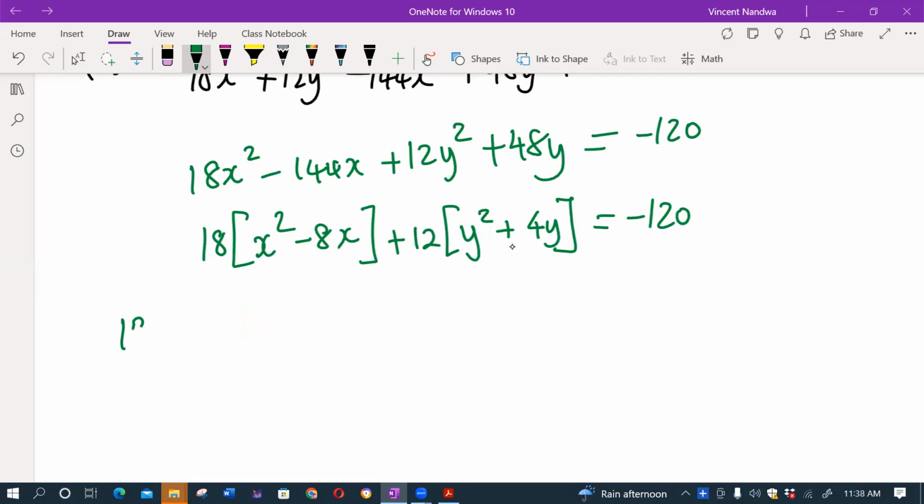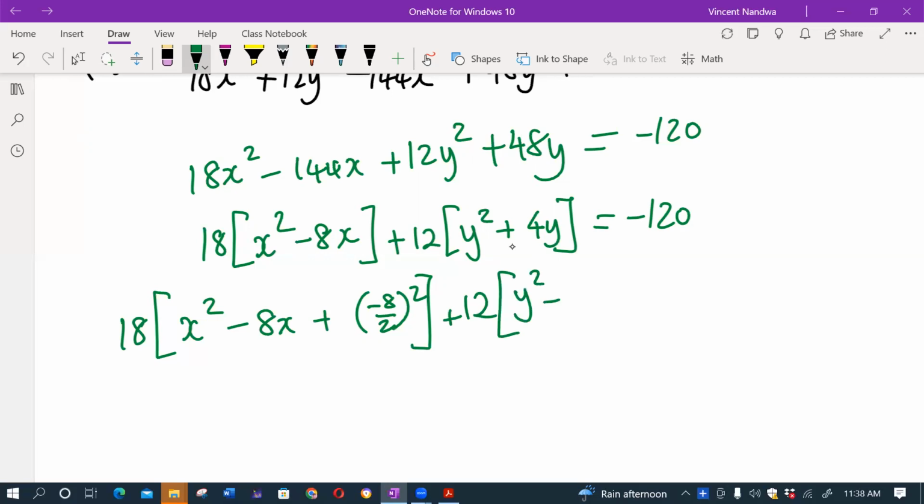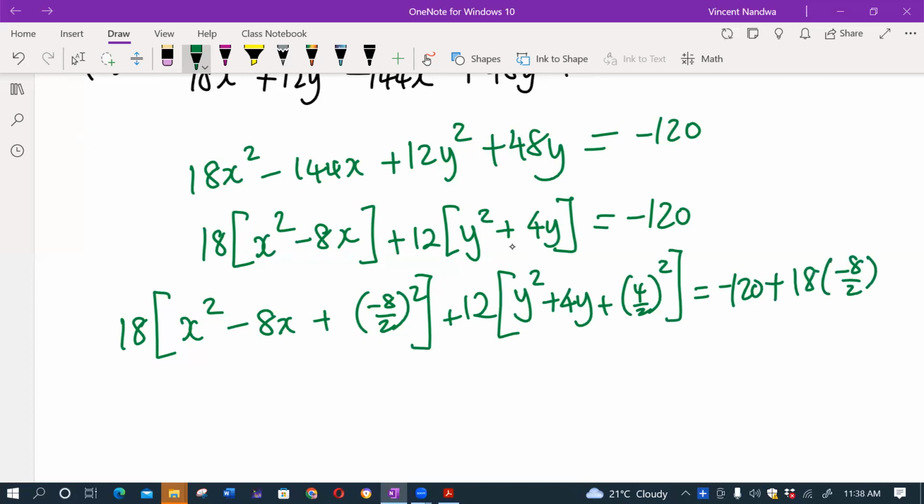Complete for x, so we'll have 18 into (x squared minus 8x plus (minus 8 over 2) squared). I'll have to add 18 times this on the other side so that I don't change the values in the given equation. 12 into (y squared plus 4y plus (4 over 2) squared) equals minus 120 plus, I've added this extra term multiplied by 18, so I have to also add on the right-hand side. I've also added this term times 12, so 12 times (4 over 2) squared.